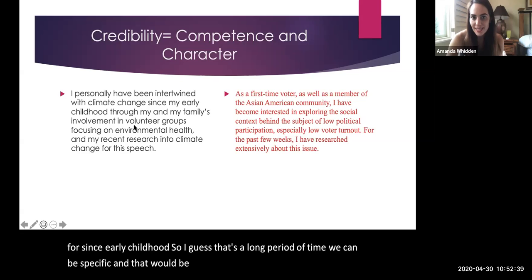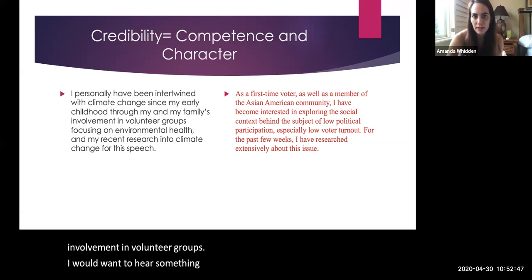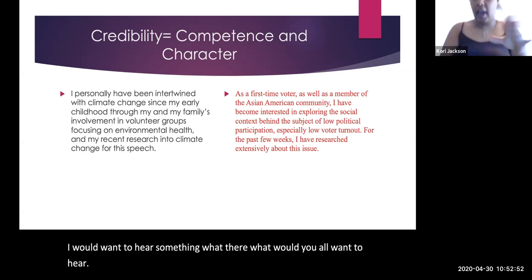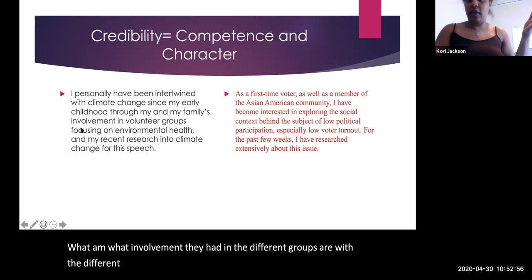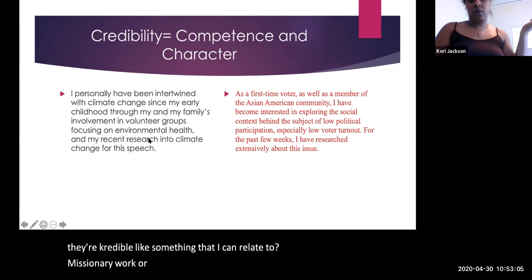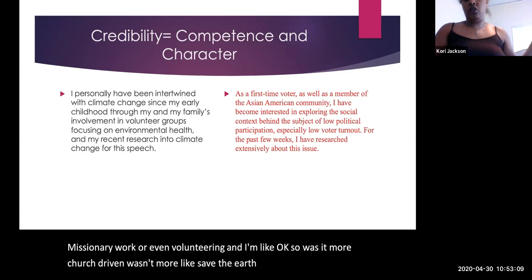Also, the idea of my family's involvement in volunteer groups. I would want to hear something there. What would you all want to hear? What involvement they had in the different groups, or what were the different groups' names? Like, do I know any of them? Can I know that they're credible? Like something that I can relate to? Because you could say like, you've been doing missionary work, or you've been volunteering, and I'm like, okay, so was it more church driven? Was it more like Save the Earth, like green? Like which way was it?